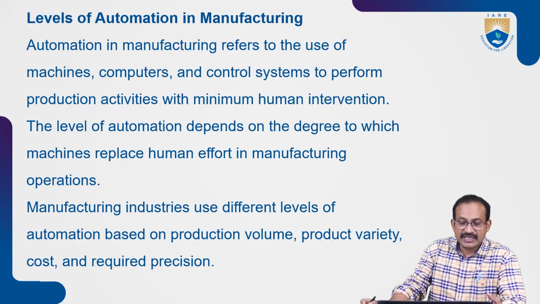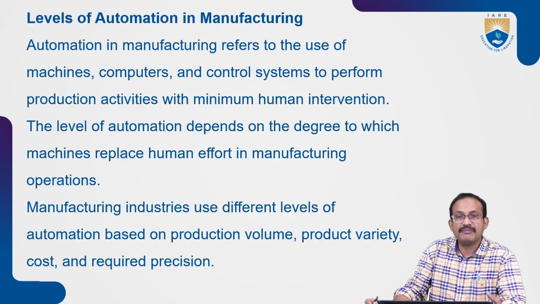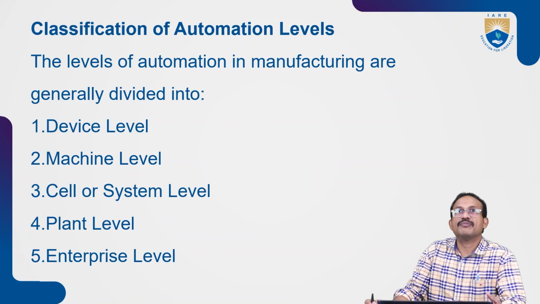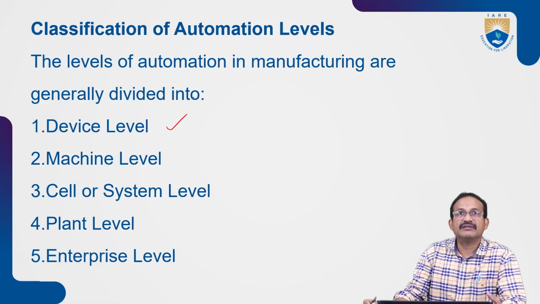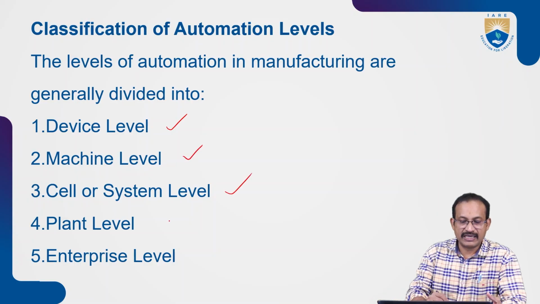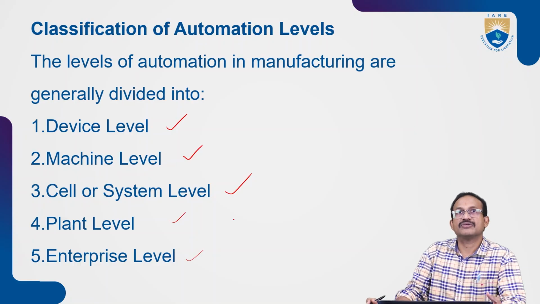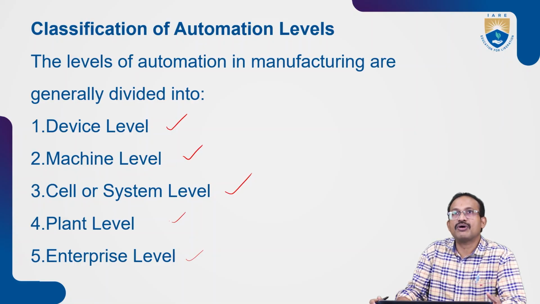Manufacturing industries use different levels of automation based on production volume, production variety, cost, and required precision. So we have to choose the basic level of automation or advanced level of automation based on the requirement. Classification of automation levels: the levels of automation in manufacturing are generally divided into device level, machine level, cell or system level, plant level, and enterprise level. So these are the various levels associated to automation.